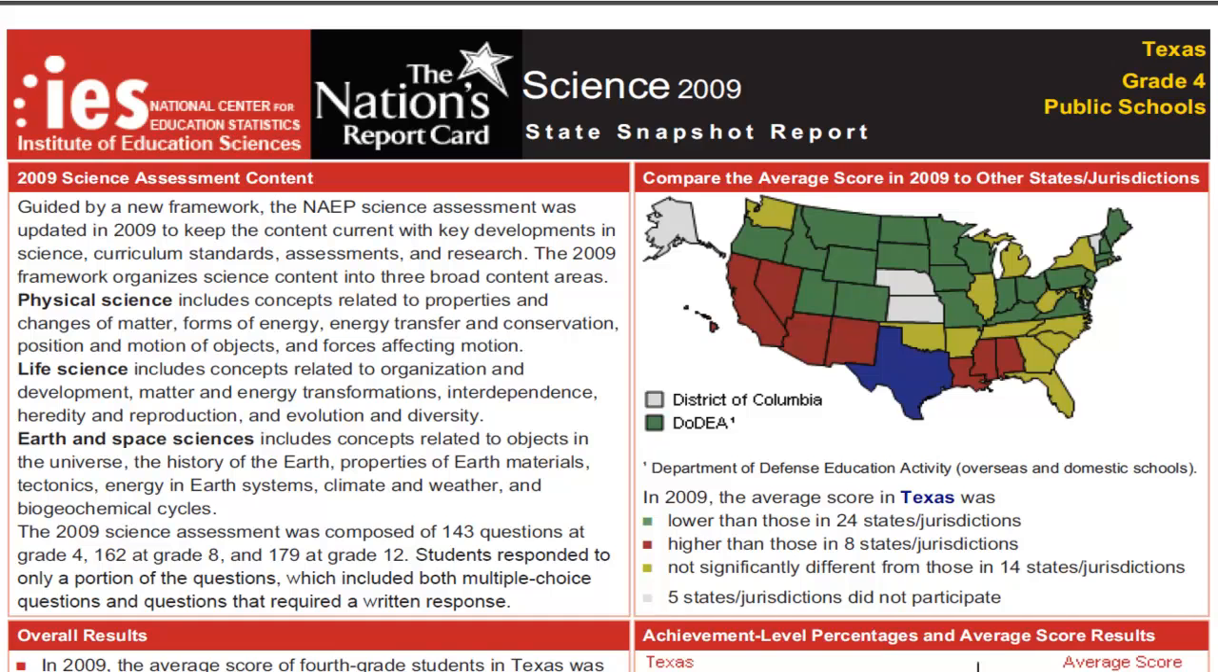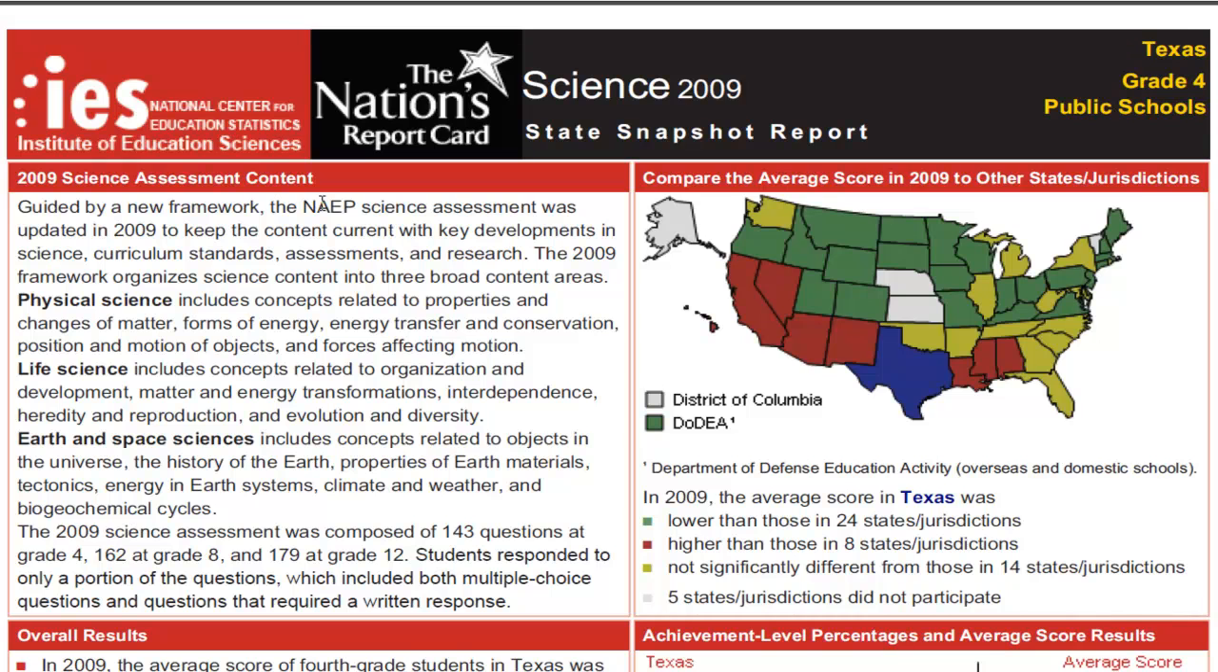And the first one that we're going to talk about is the Nation's Report Card for Science 2009. This is summarizing the results for Texas, you'll notice up here, in grade 4, of the National Assessment for Educational Progress. That's what the NAEP stands for.